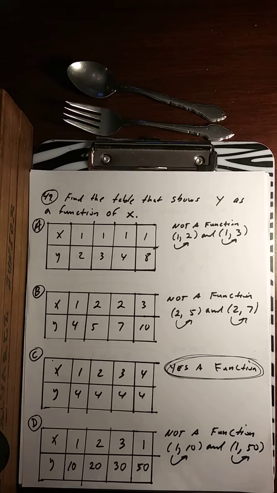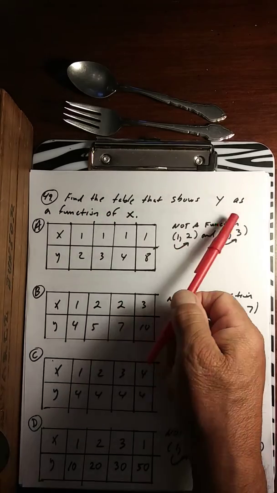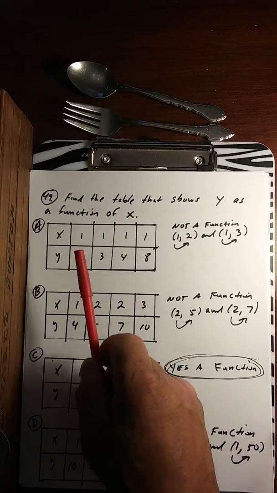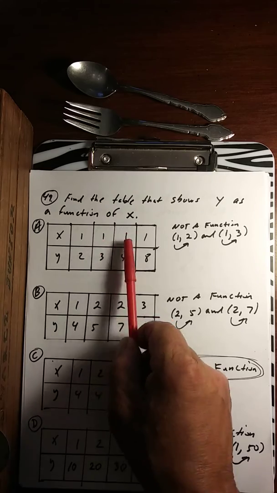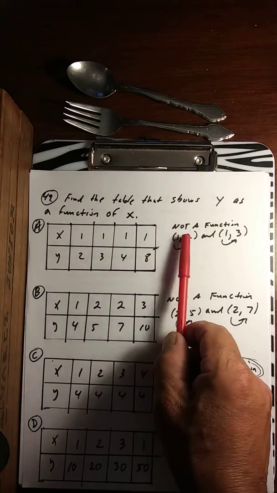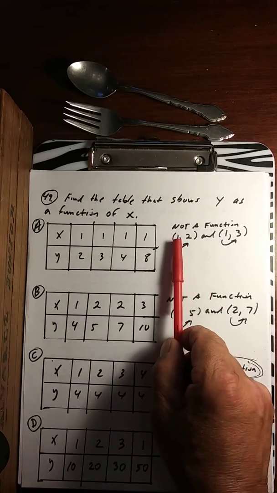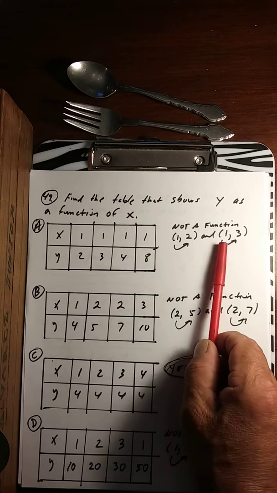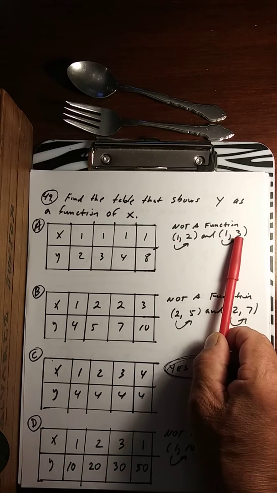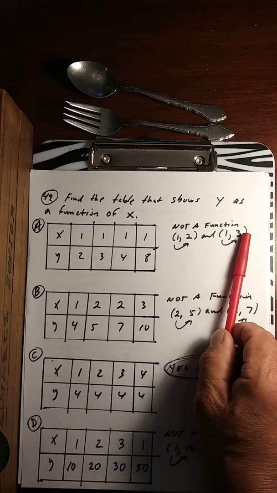So now, find a table that shows y as a function of x. So 1 goes to 2, 1 goes to 3. Right away, 1 goes to 2 and 1 goes to 3. So the first number 1 goes to 2 and also 1 goes to 3, that's not a function. Okay, 1 can't go to two different numbers.